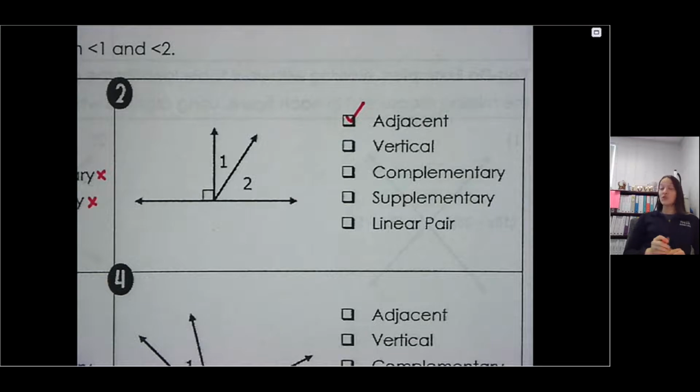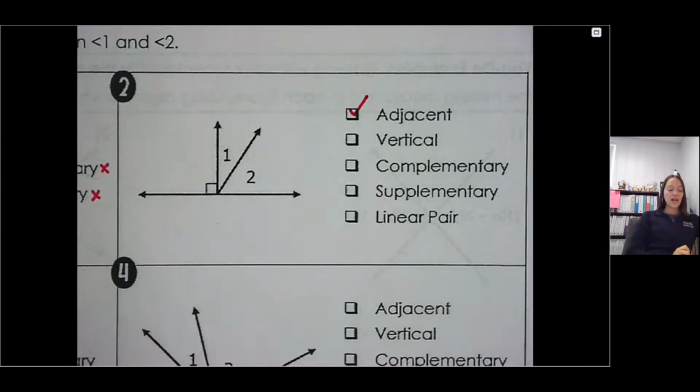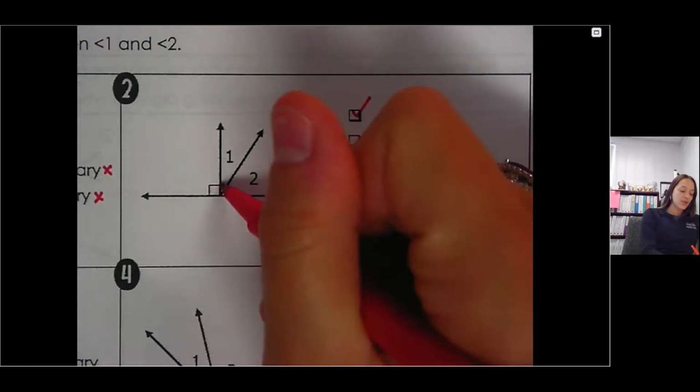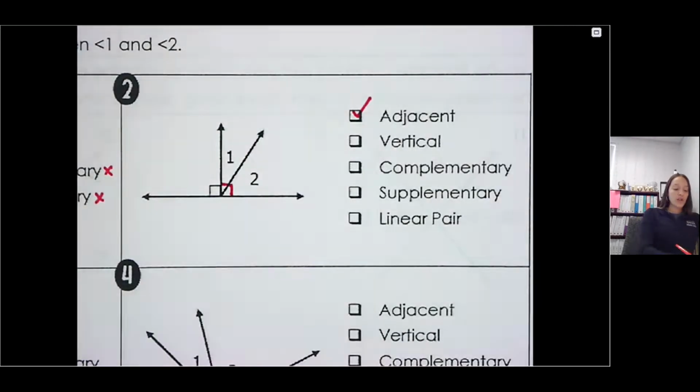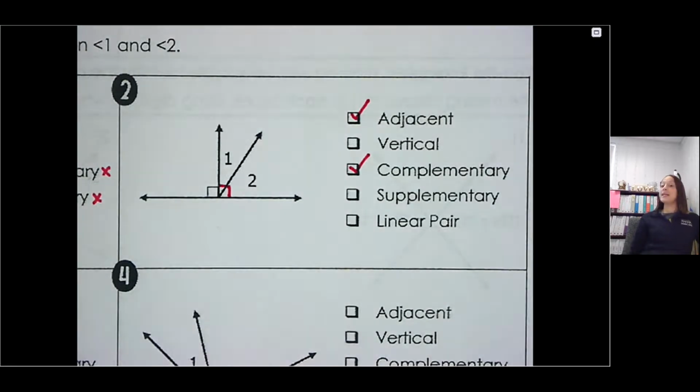Yeah, exactly. So this is a straight line, which means this is 180 degrees. You already have 90 of the 180. That means angle 1 and angle 2 also have to be 90 degrees. And so in order for that to work, they also have to be complementary. Very good. And that's it. Those are your only 2.